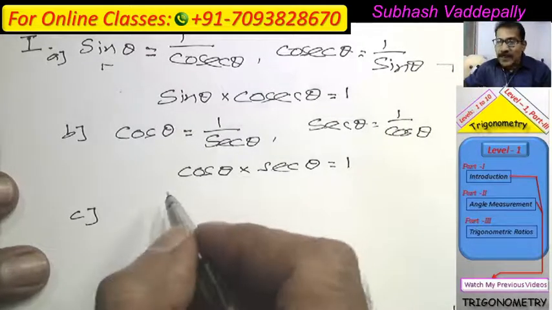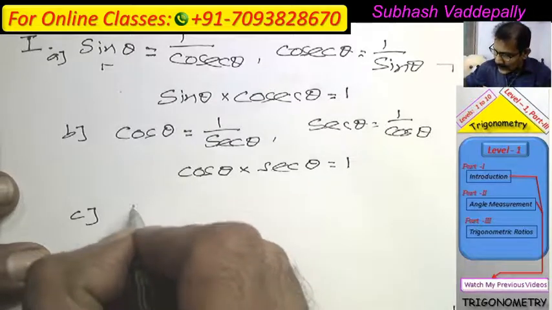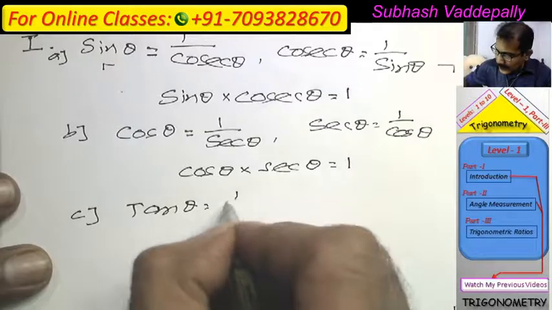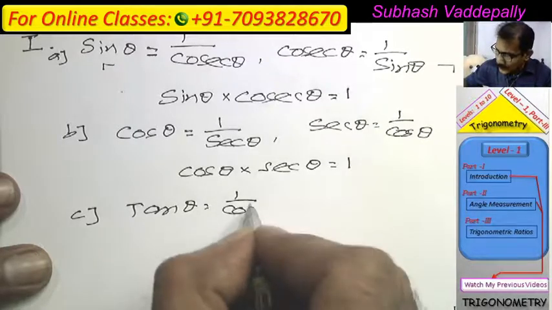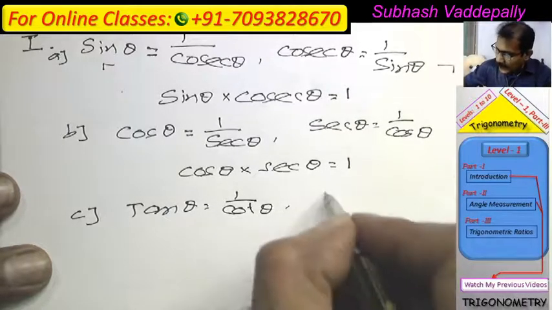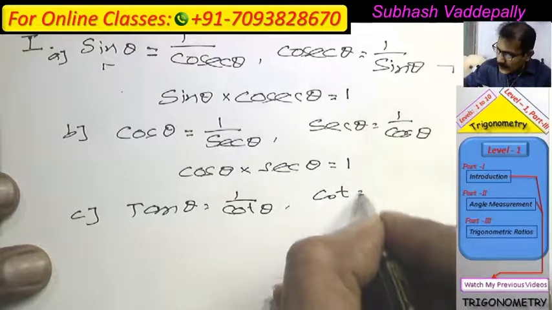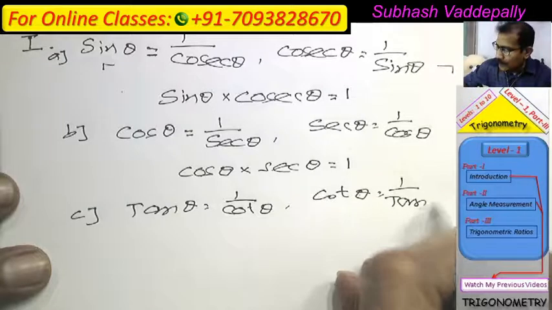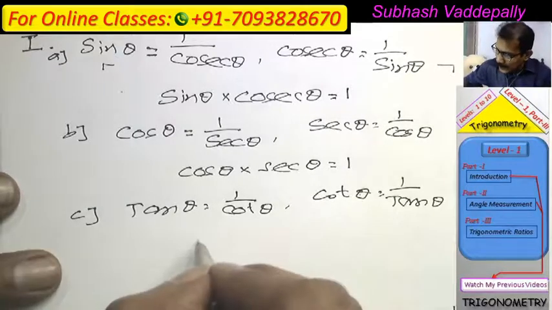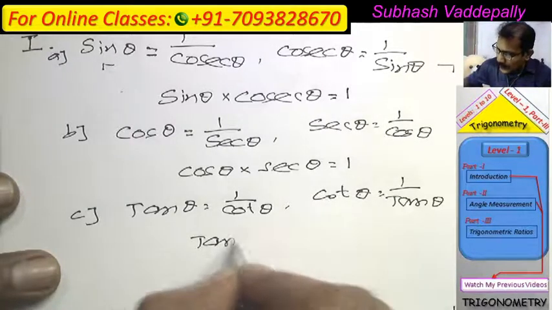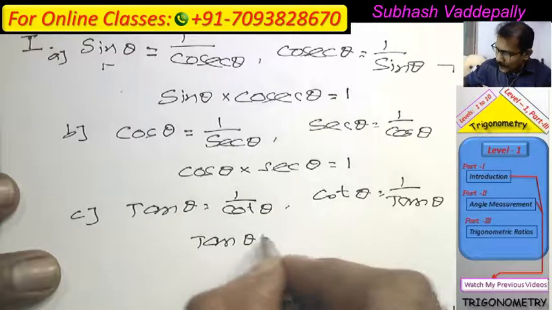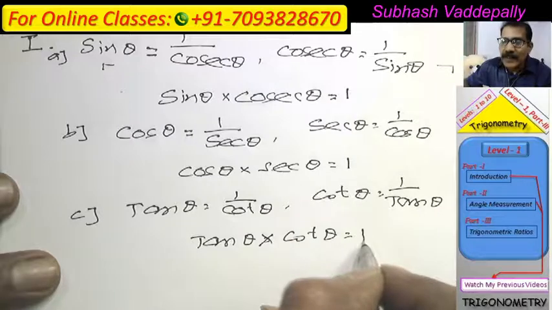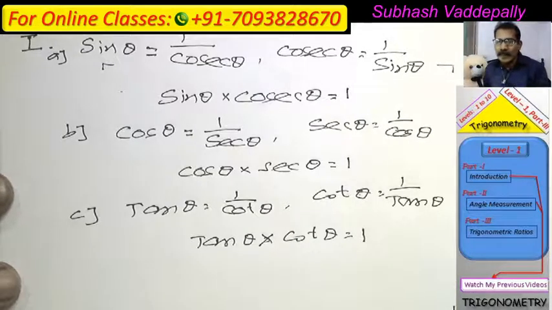Next, the relation between tan and cot. Since they are reciprocals of each other, tan theta we can write as 1 divided by cot theta, and cot theta is 1 divided by tan theta, and from this tan theta into cot theta is equal to 1.